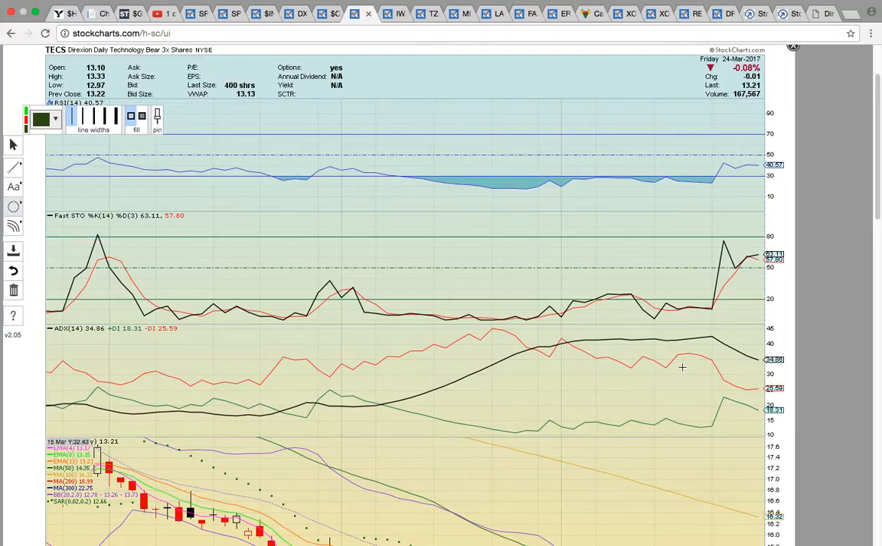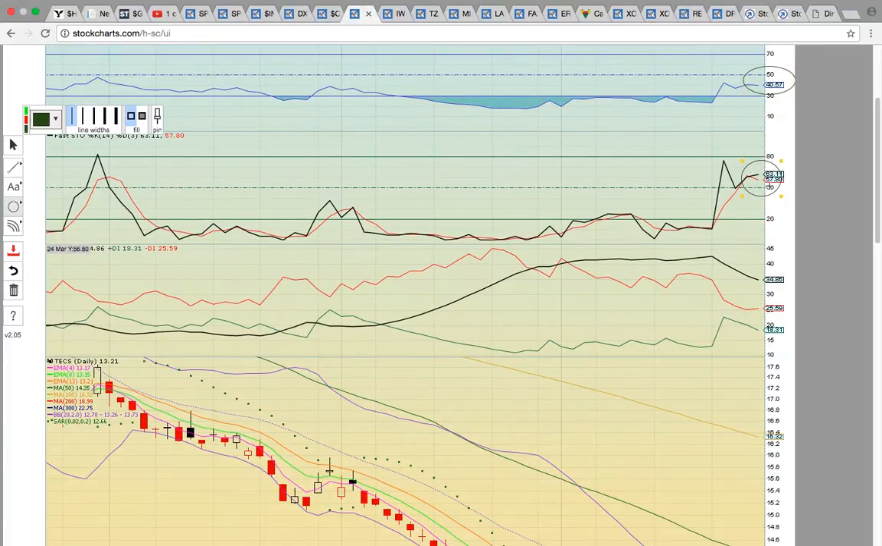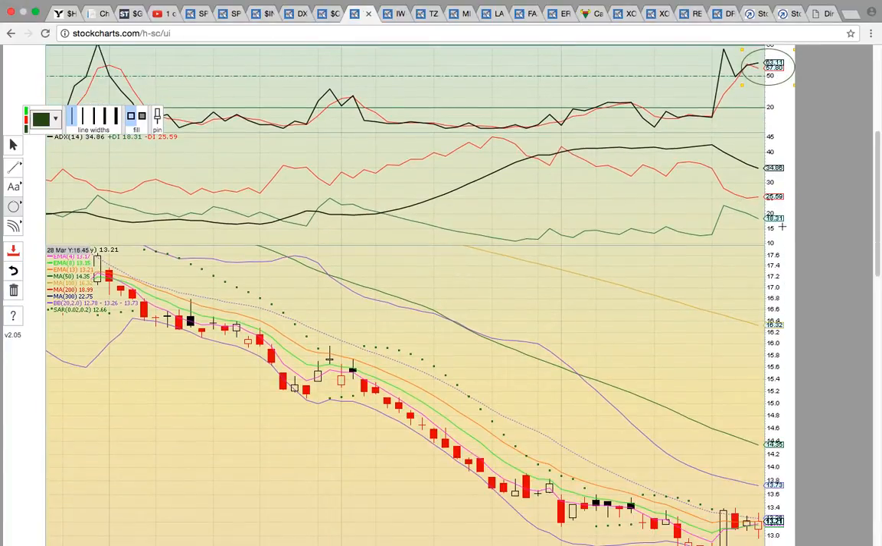Okay, let's look at TECS. This is the Direxion Daily Technology Bear 3x, and this is one way to play the technology stocks. If the NASDAQ does correct, this should head higher. What you want to see is the RSI above 50. FASTO is in the 50 to 80 bull zone, so FASTO has heated up.